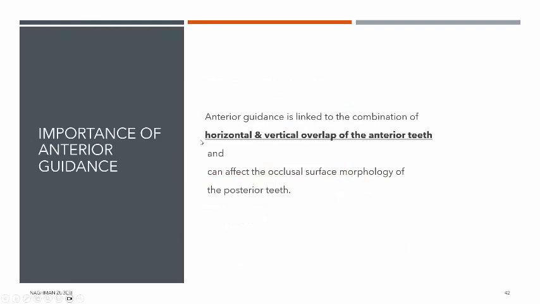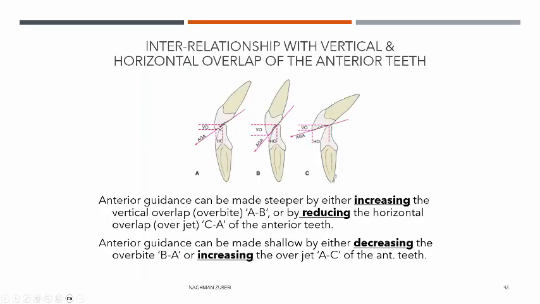Importance of this anterior guidance: anterior guidance is linked to the combination of horizontal and vertical overlap of the anterior teeth and can affect the occlusal surface morphology of the posterior teeth. Say, for instance, anterior guidance can be made steeper. You can play with the anterior guidance, and that is going to affect the anatomy of the posterior teeth.